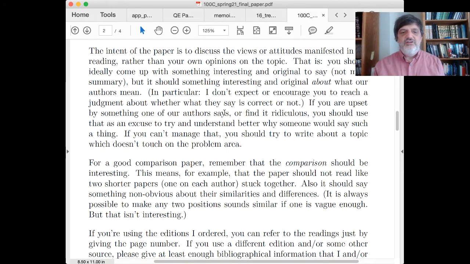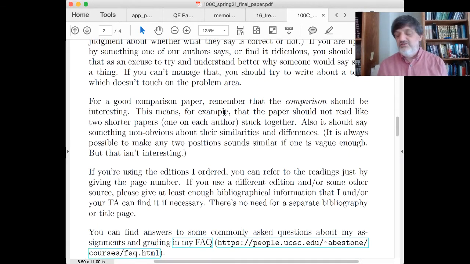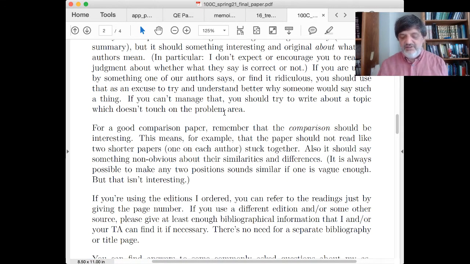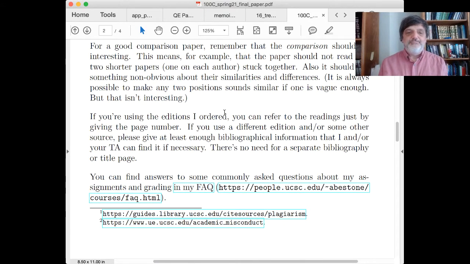Anyway, that's what I'm encouraging you to do, and therefore I'm encouraging you to, as it says here, if there's something in one of these authors that really rubs you the wrong way, use that as an excuse to really try to understand, okay, where could they be coming from to say this weird thing? But if you can't, and it's just like, no, this is just horrible, I can't deal with someone who says this, it's so stupid or evil or whatever, then just write about something else.